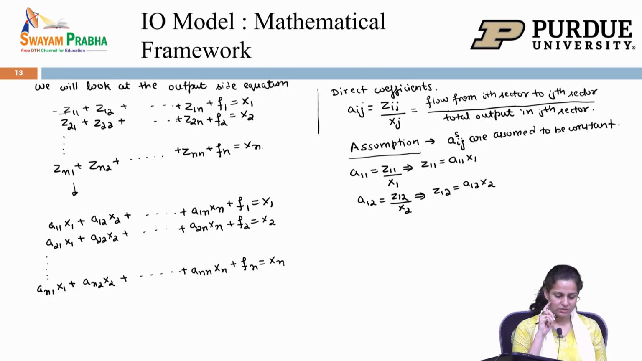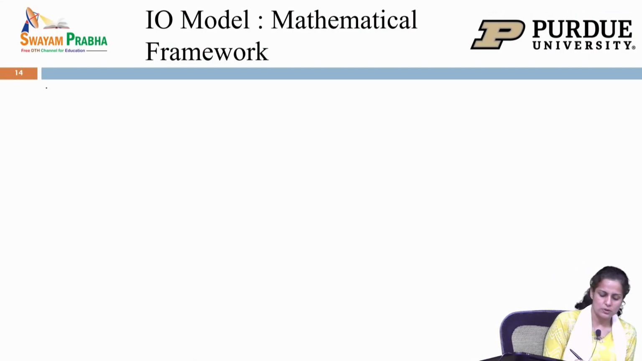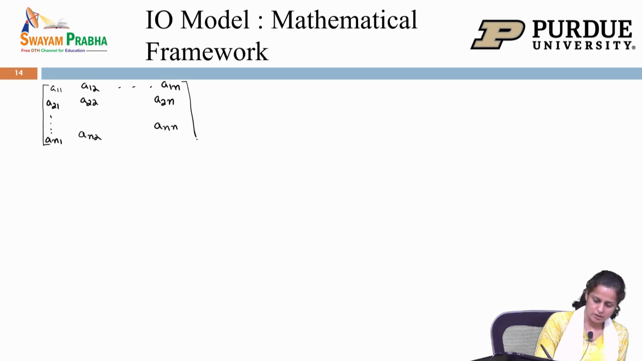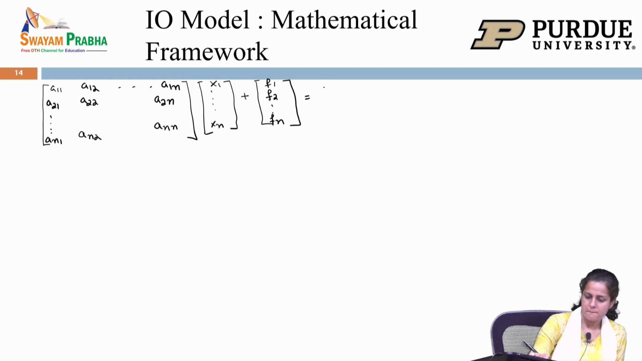Okay. So now we have these equations. These are algebraic equations that are representing the flows in all the n sectors of the economy. So we can now write it in a matrix format. If we have to write it, we can say that we have our A matrix. So we have A11, A12, and so on. So this is what we call our direct requirements matrix A.